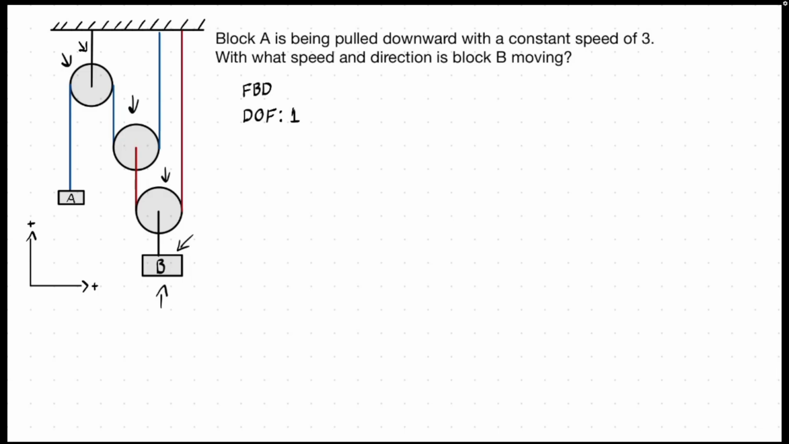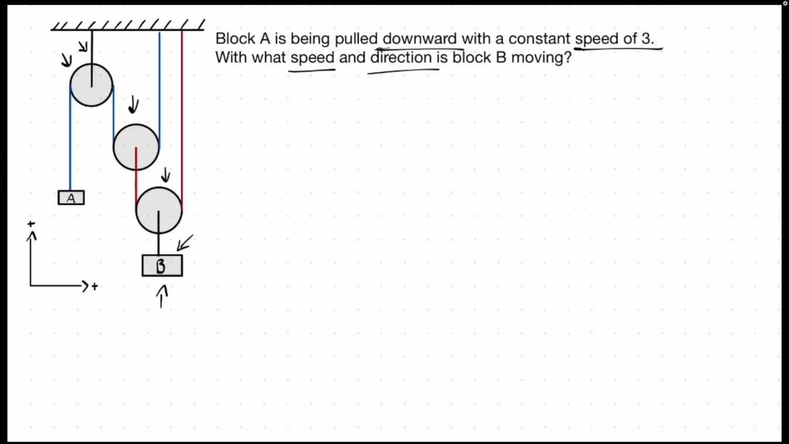So let's see what we're given. We're given a speed and a direction, 3 and downwards. And we're also given to look for a speed and a direction. So this is possible. So we know we're not going near the free body diagram. We have 1 degree of freedom, and we can solve it straight away. So let's actually get into the problem and how you're going to solve it.